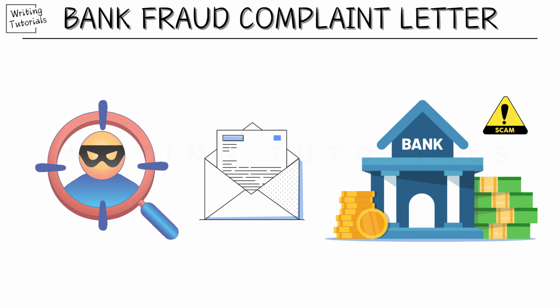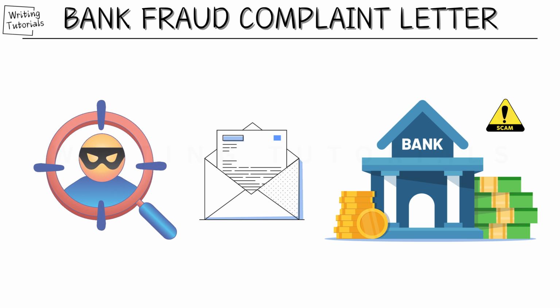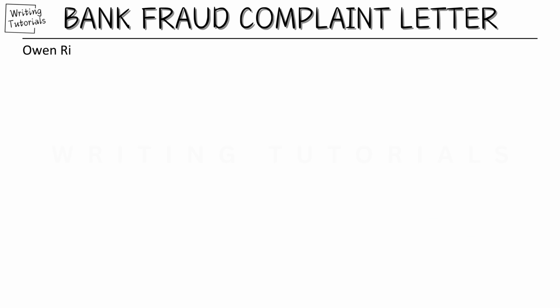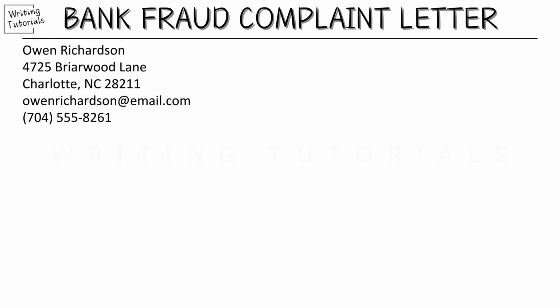Today, we're going to break down a professional bank fraud complaint letter step by step so you know exactly how to write one. Sender information. At the top of the letter, we have the sender's full name, address, email address, and phone number. This section identifies the account holder and provides reliable contact information so the bank can reach you if additional information or verification is needed. Always make sure your contact details are accurate and up to date.